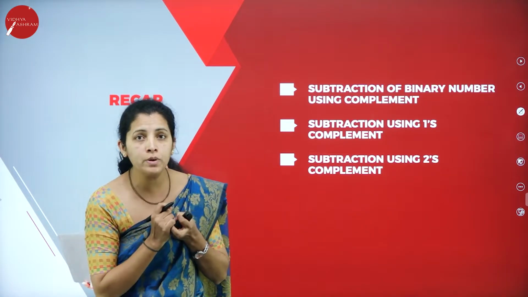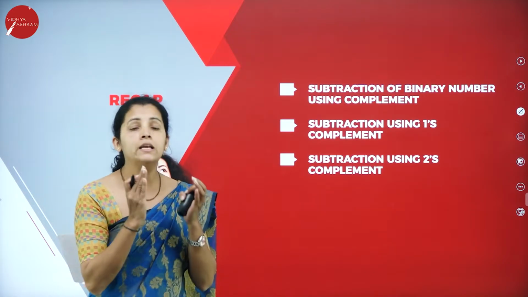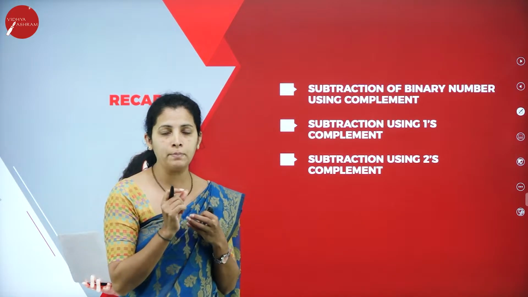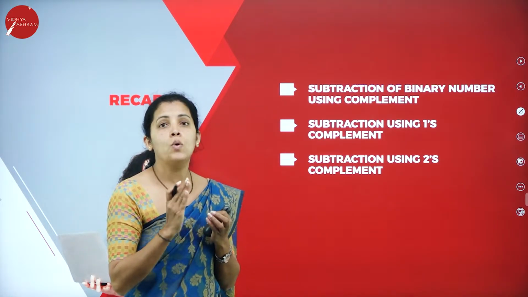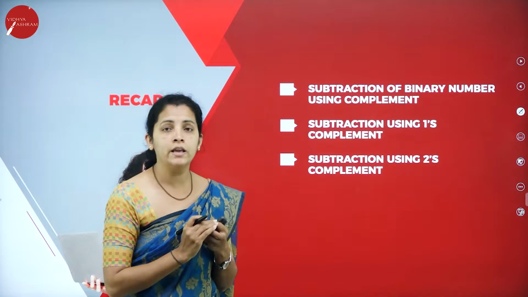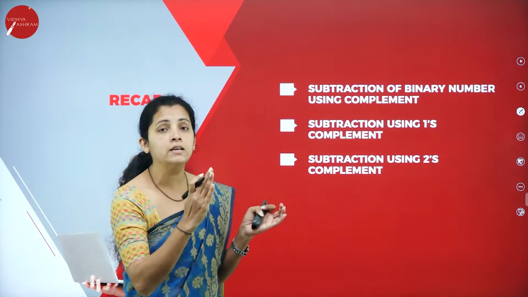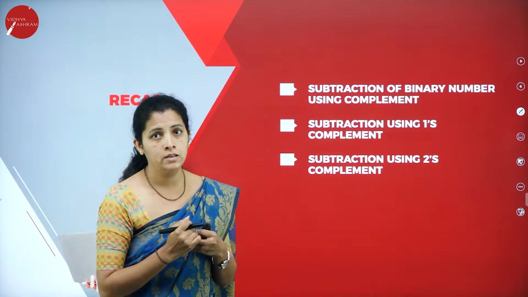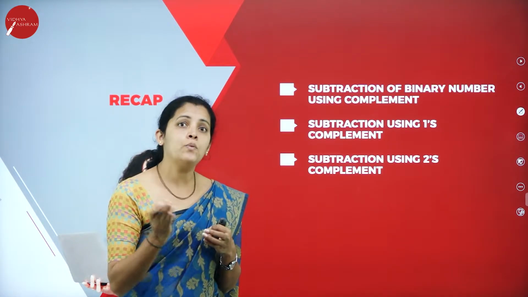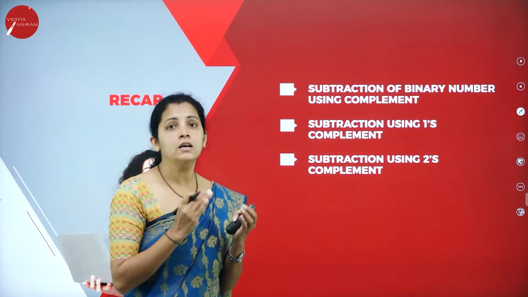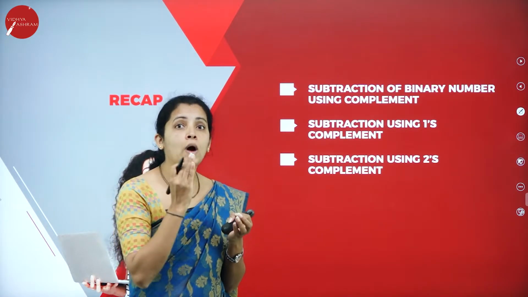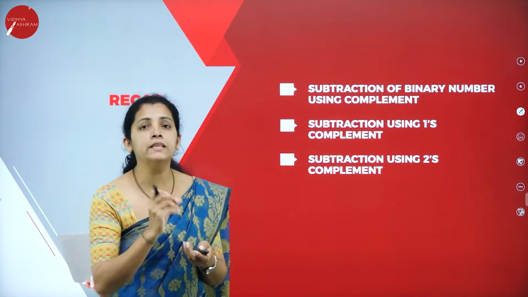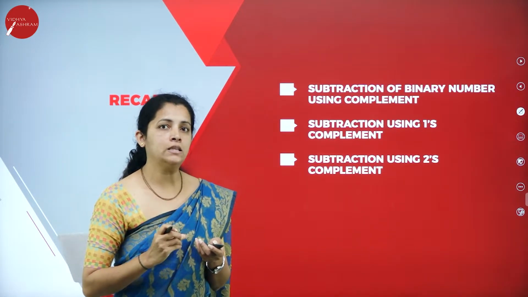So what is ones complement method here? Whatever the binary number I'm having, I'm going to write the inverse of that. For example, if I'm having 0, I'm going to make it 1. If I'm having 1, I'm going to write it as 0. And what about 2's complement? First, I need to take the ones complement of a given number. Then I want to add 1 to the LSB bit. So that is nothing but the 2's complement method.